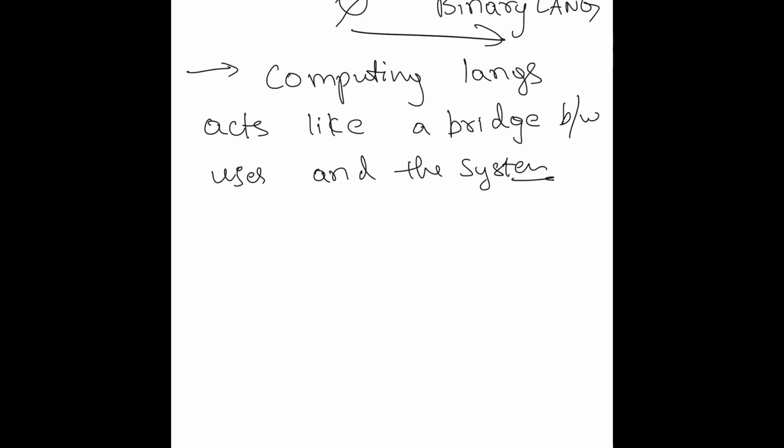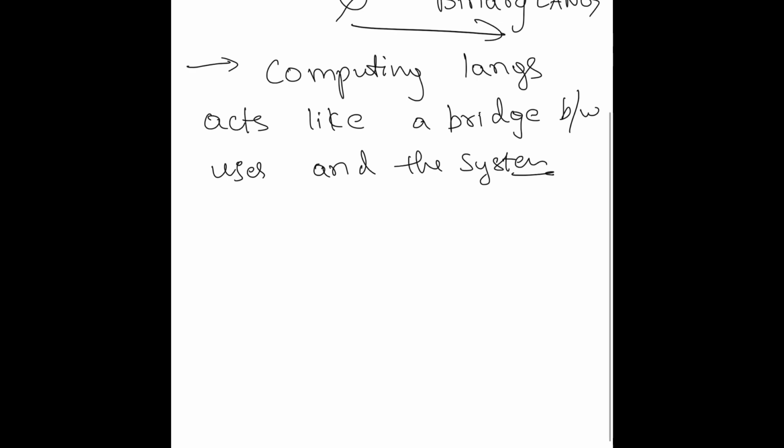A computing language is a formal way of communicating with the computer. It allows us to give instructions, solve problems, and create software that makes our life easier. Think of it as a bridge between humans and machines. Just like we use languages like English or Spanish to communicate with each other, computing languages help us talk to computers in a way that they can understand. The two main components of computing languages are syntax and semantics.